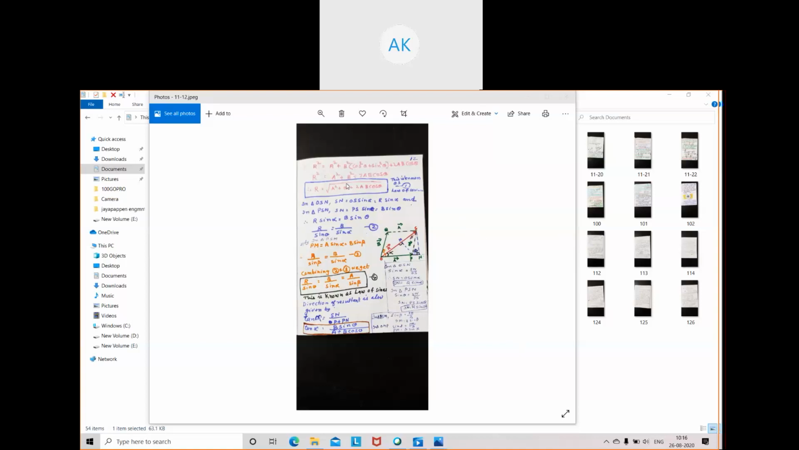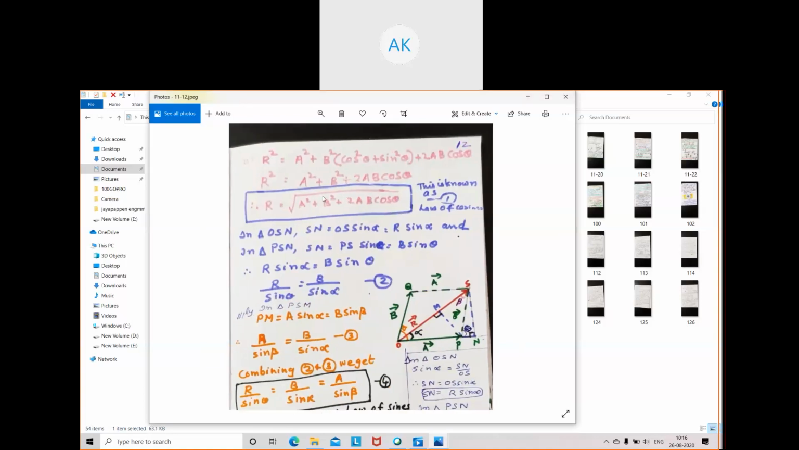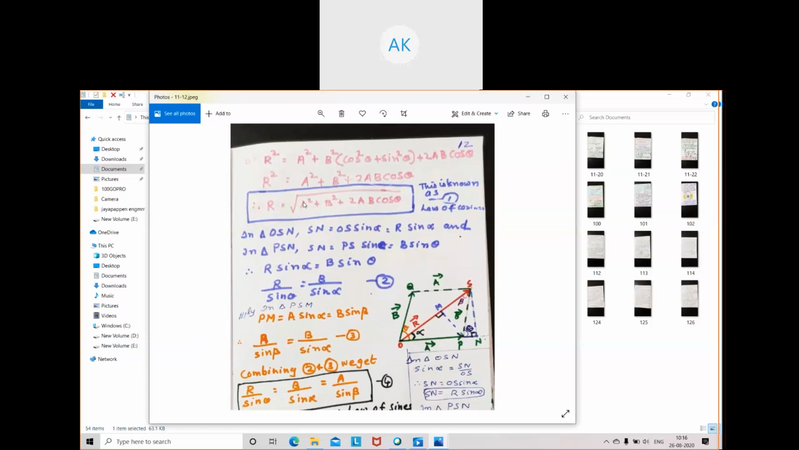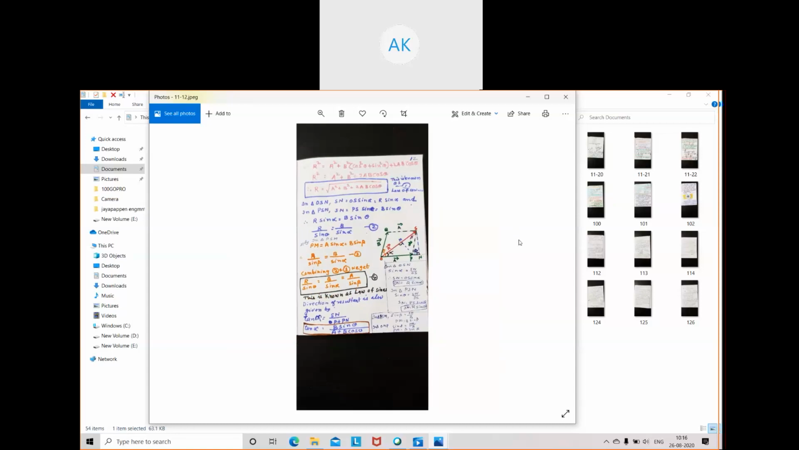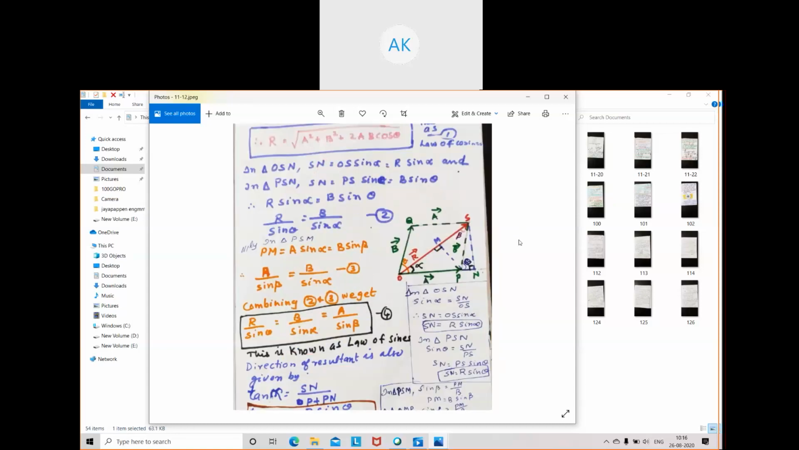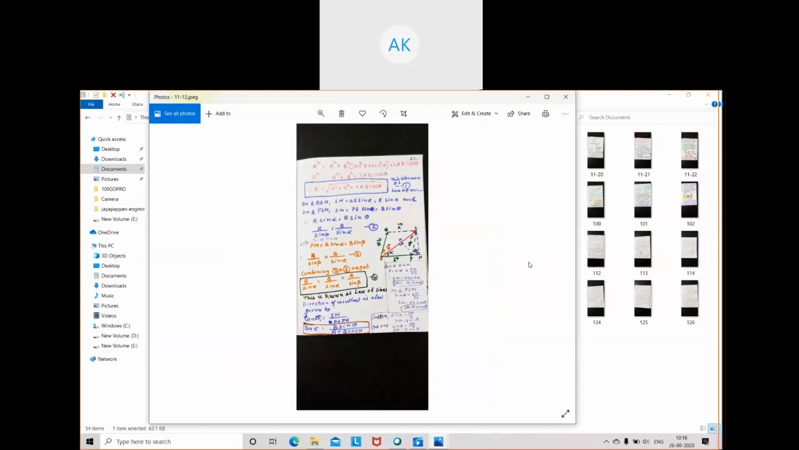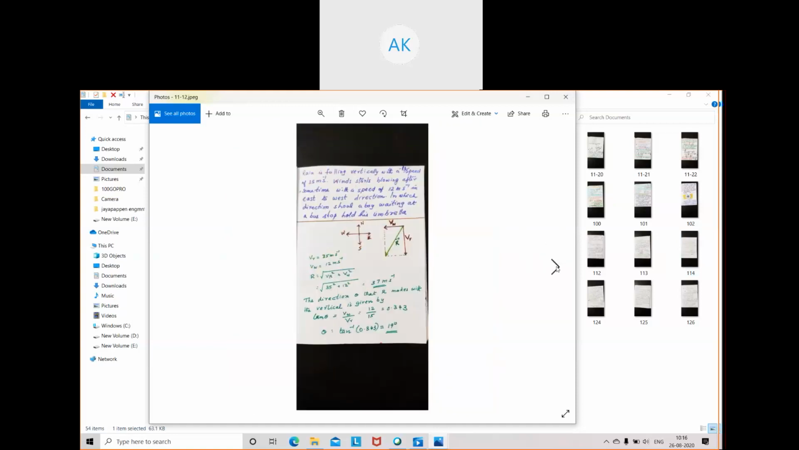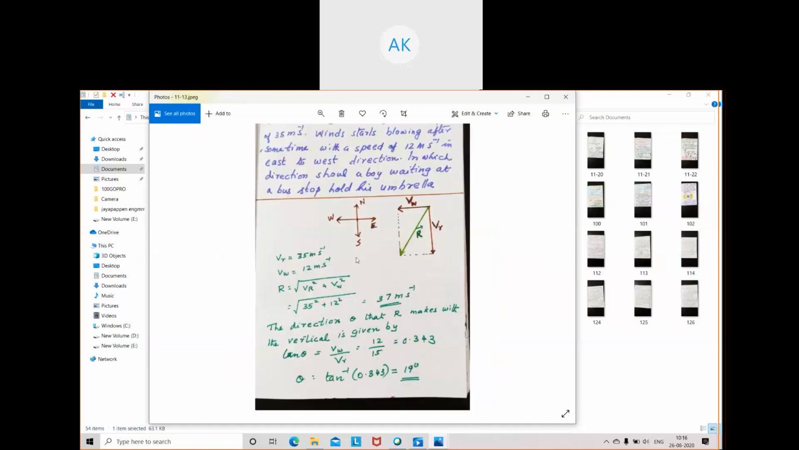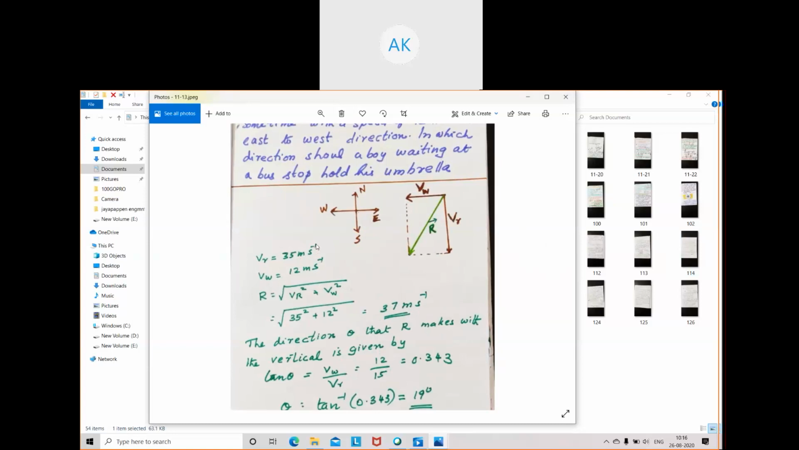So this formula you have to use here. By the parallelogram law of vectors, the magnitude of the resultant vector is given by root of A square plus B square plus 2AB cos theta. I will apply the formula here: root of VR square plus VW square plus 2 VR VW cos theta.